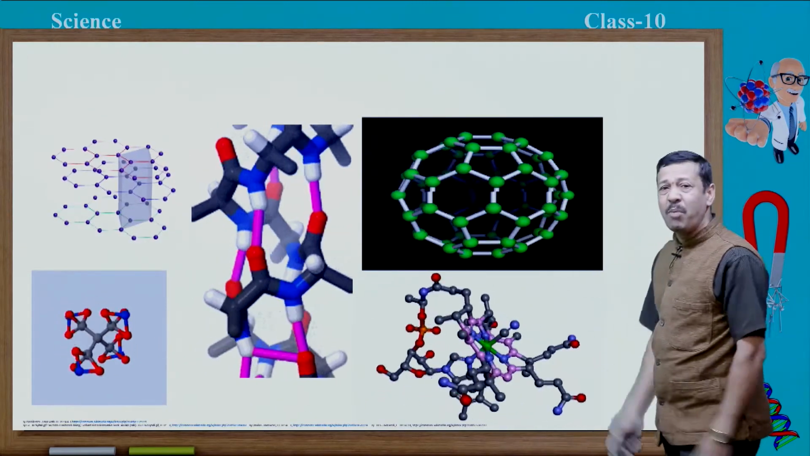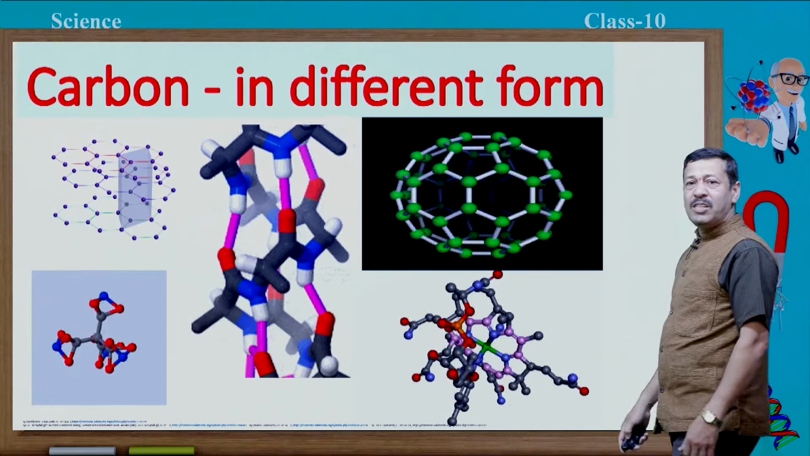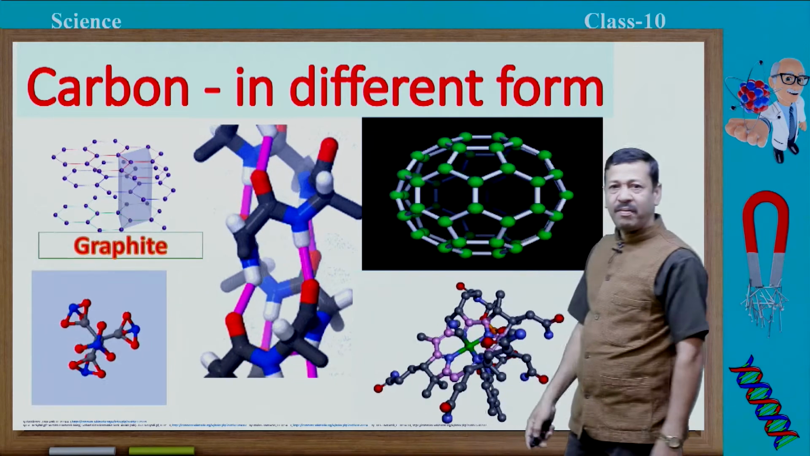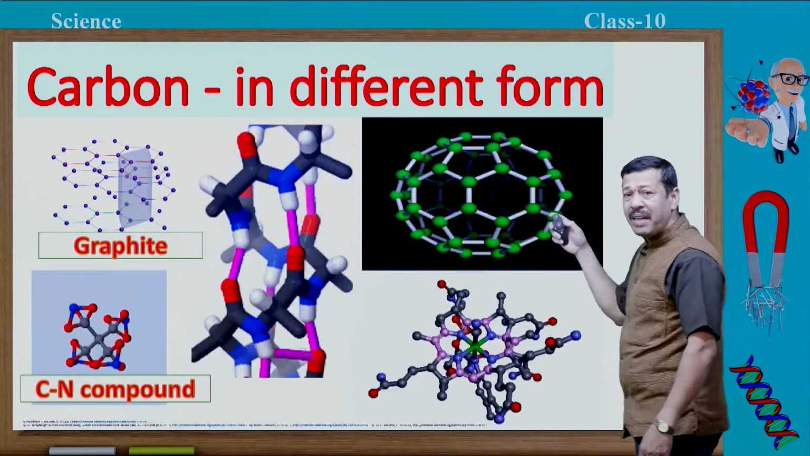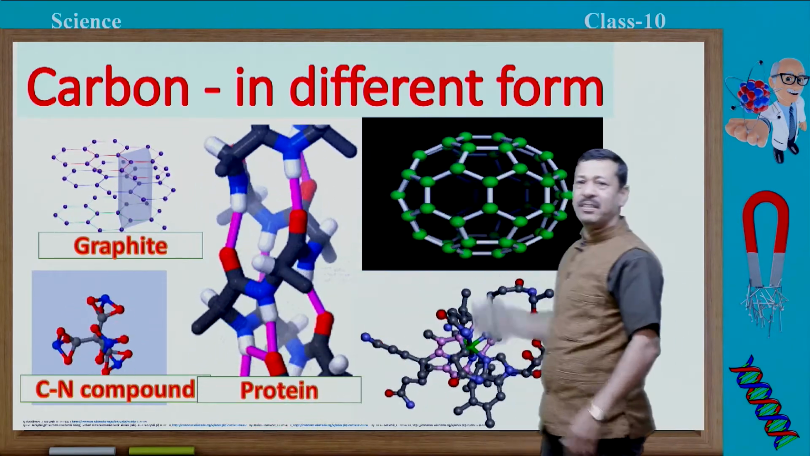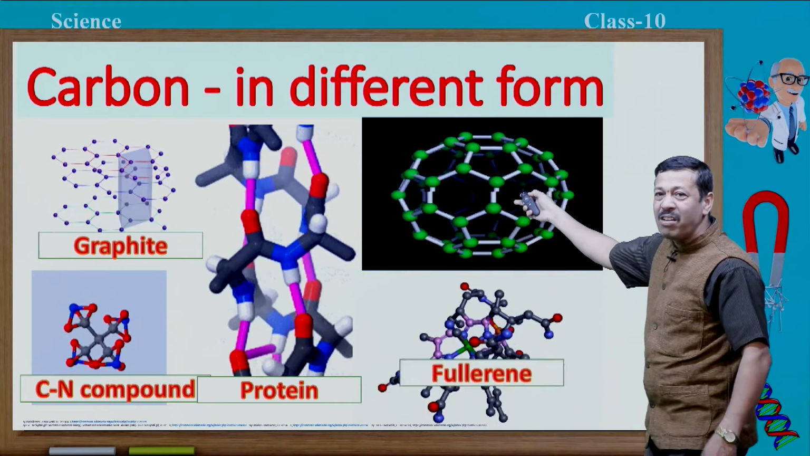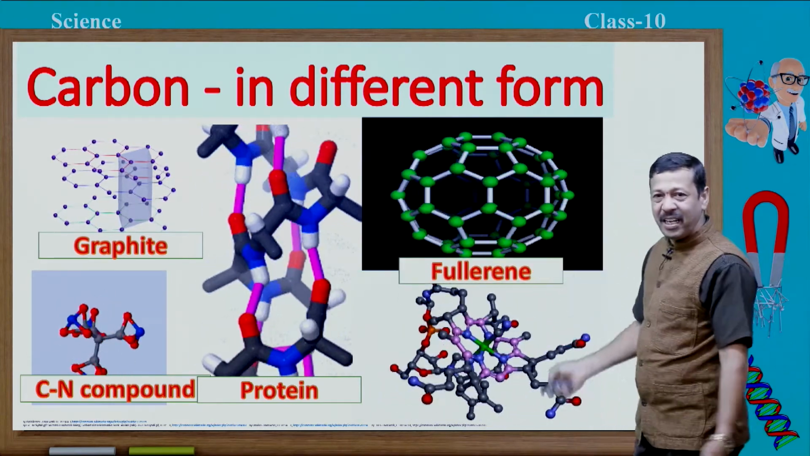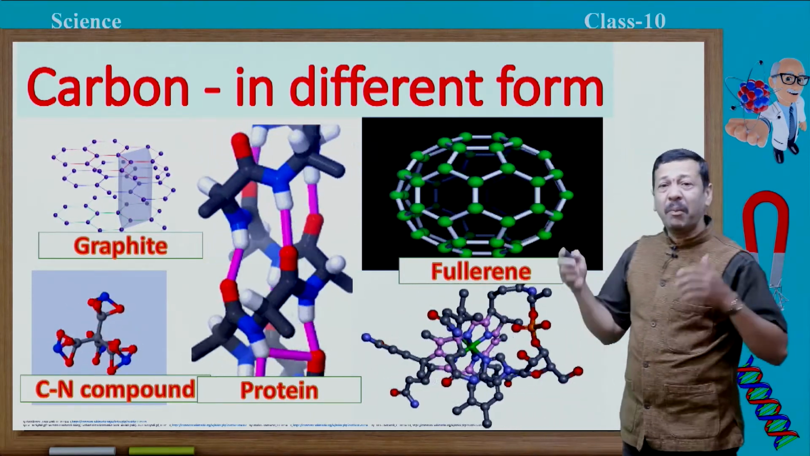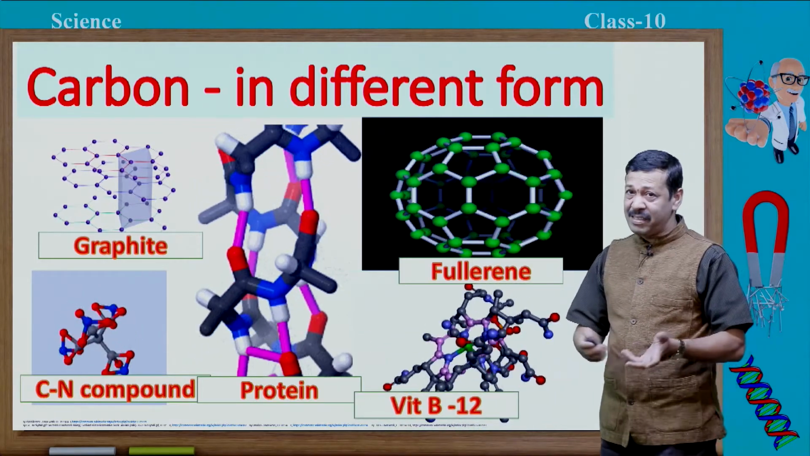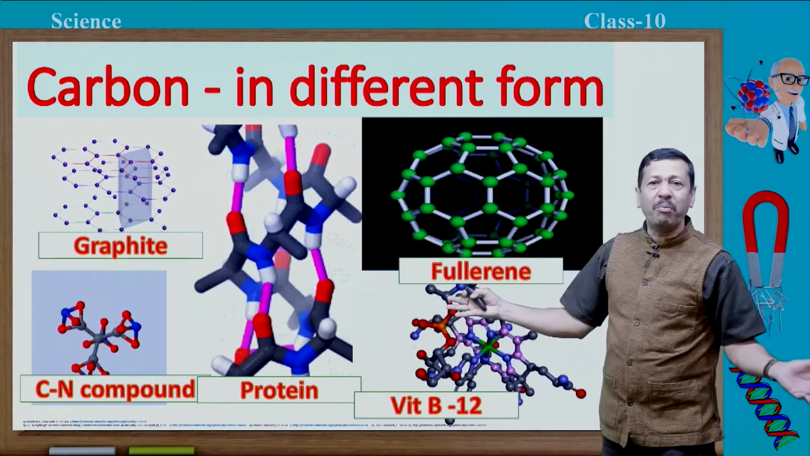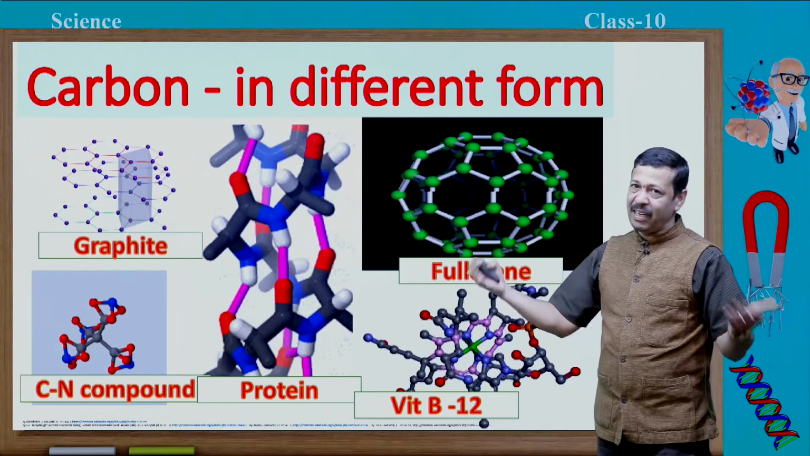Now here you are seeing some more things. What are they? Carbon in different forms. This is graphite. The next one is a carbon nitrogen compound. This is a protein. This is a buckyball, soccer ball, fullerene. The next one is cyanocobalamin, which is called vitamin B12. That means once again carbon is present in different forms, in different places in living systems also.